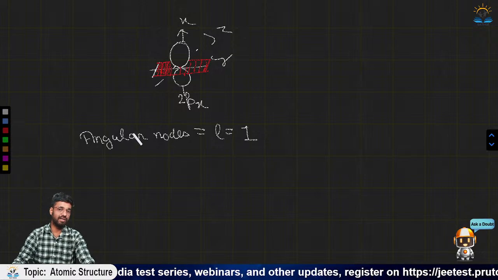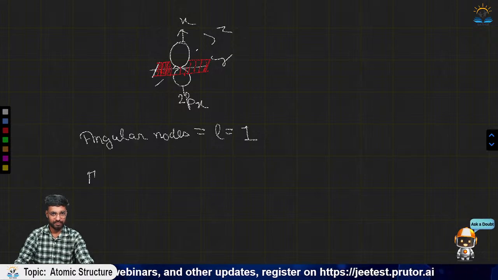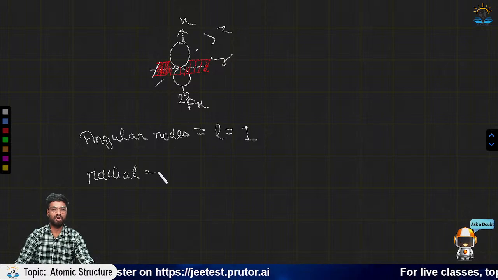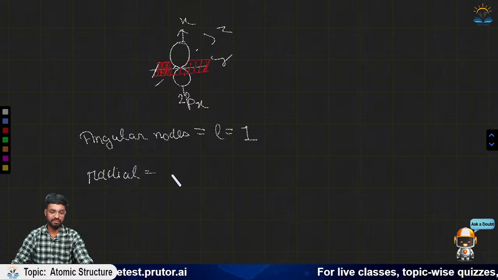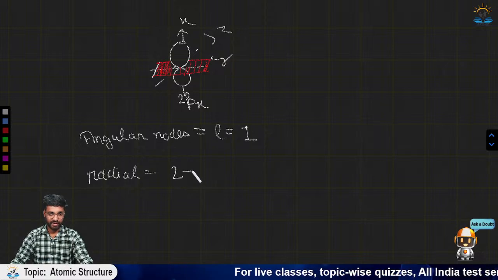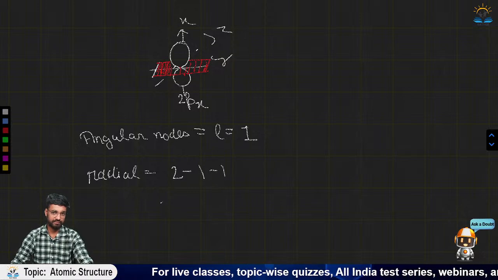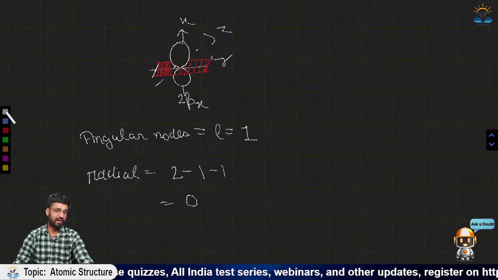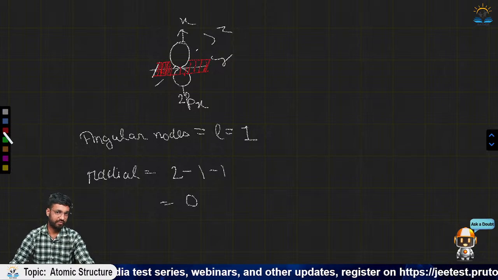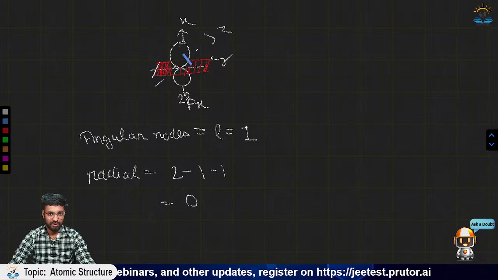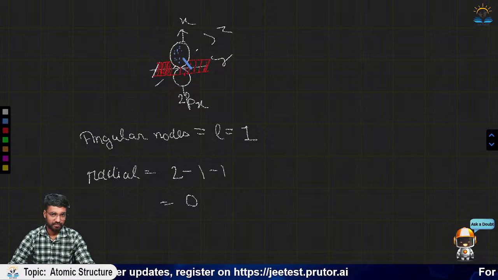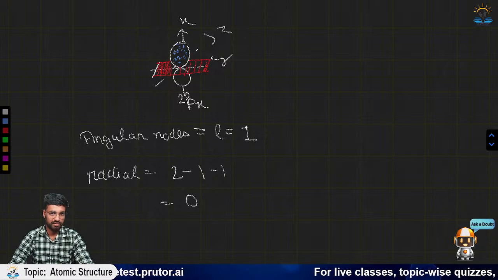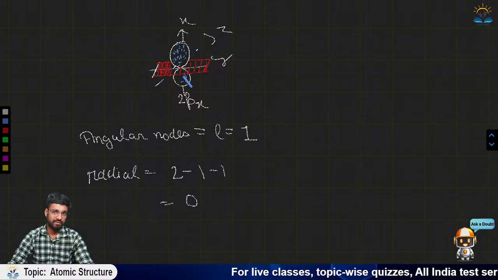Now, if we calculate the number of radial nodes, the radial nodes depend upon the principal quantum number. It is n minus l minus 1, which is 2 minus 1 minus 1. That will be 0. So 0 radial nodes are present here. Similarly, if you draw this contour plot, the dots will be uniformly distributed all over this diagram.